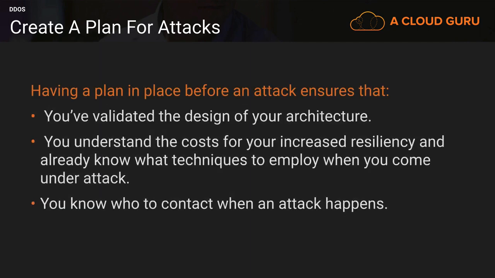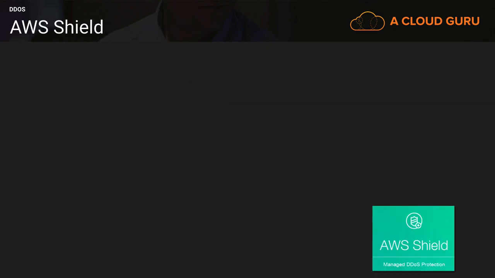Which brings us on to create a plan for attacks. Having a plan in place before an attack ensures that you've validated the design of your architecture, you understand the cost of your increased resiliency, and you already know what techniques to employ when you come under attack. You also know who to contact when an attack happens. And that kind of brings us on to AWS Shield.